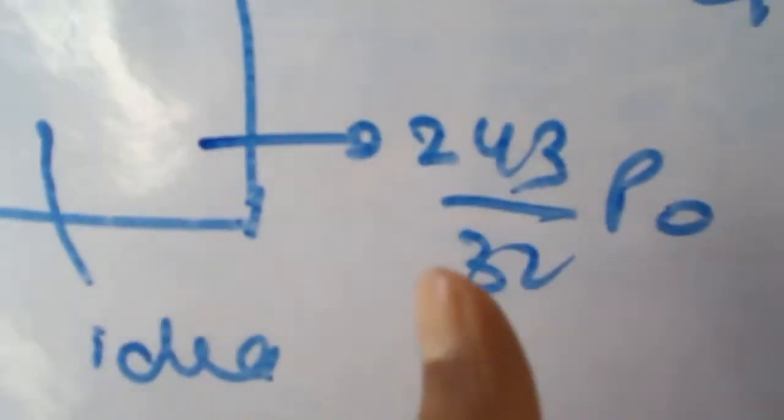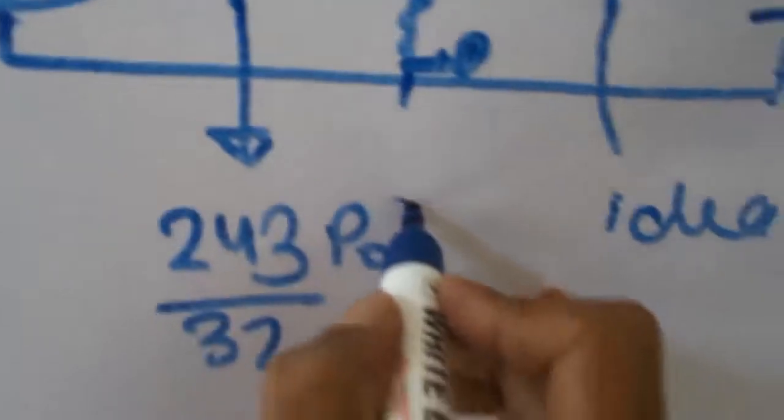You know why this pressure is equal? Because it is in equilibrium. Otherwise, if the pressure were different, there would be no equilibrium. This is the final state. These two things are final.